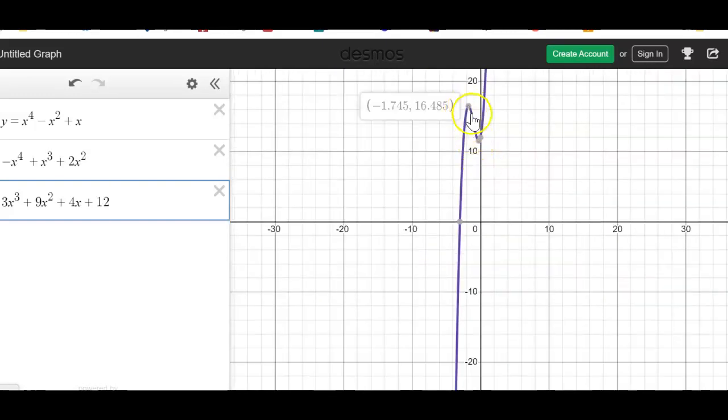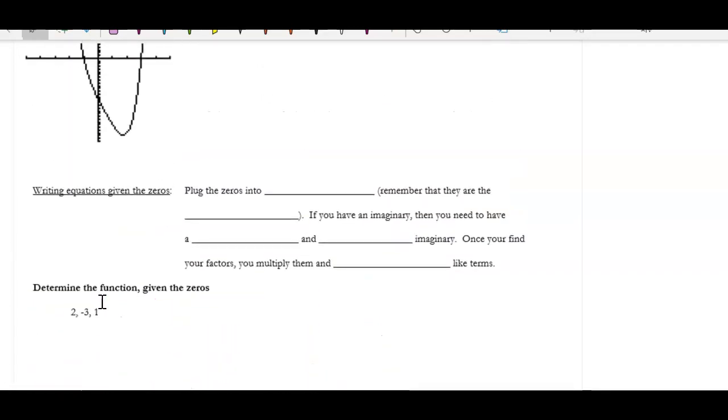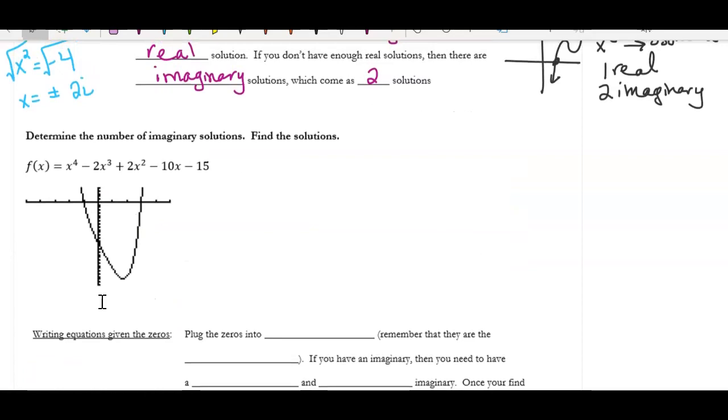Oh, do you see how it curves up here? That means there's going to be 2 imaginary, okay? So I have 1 real, and I'm going to have 2 imaginary. We're going to have to figure out how to find those, and we're going to do that in our next set of problems. Okay, so let's leave it right there for right now, and then let's go back up and look at these examples. Okay, so determine the number of imaginary solutions.